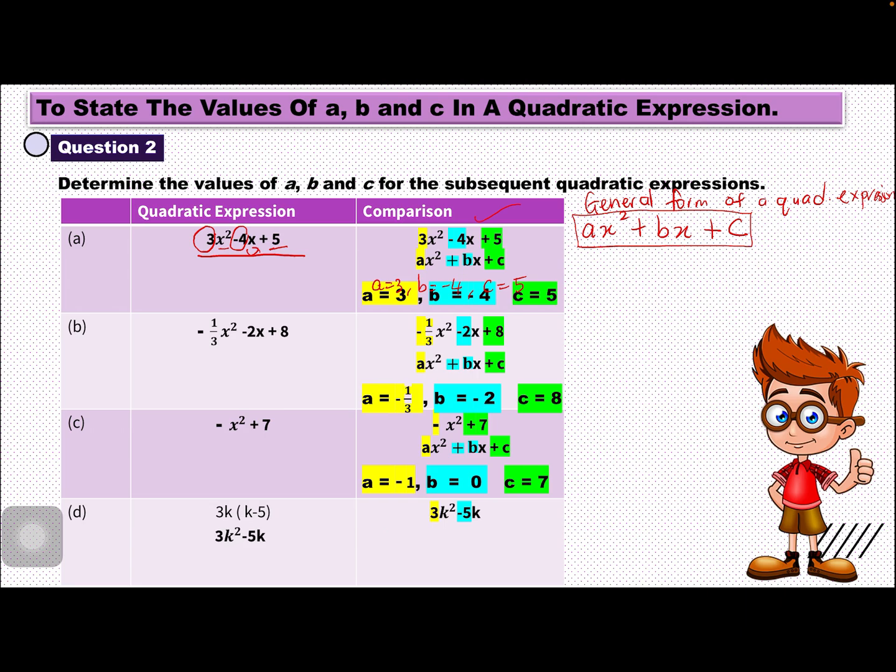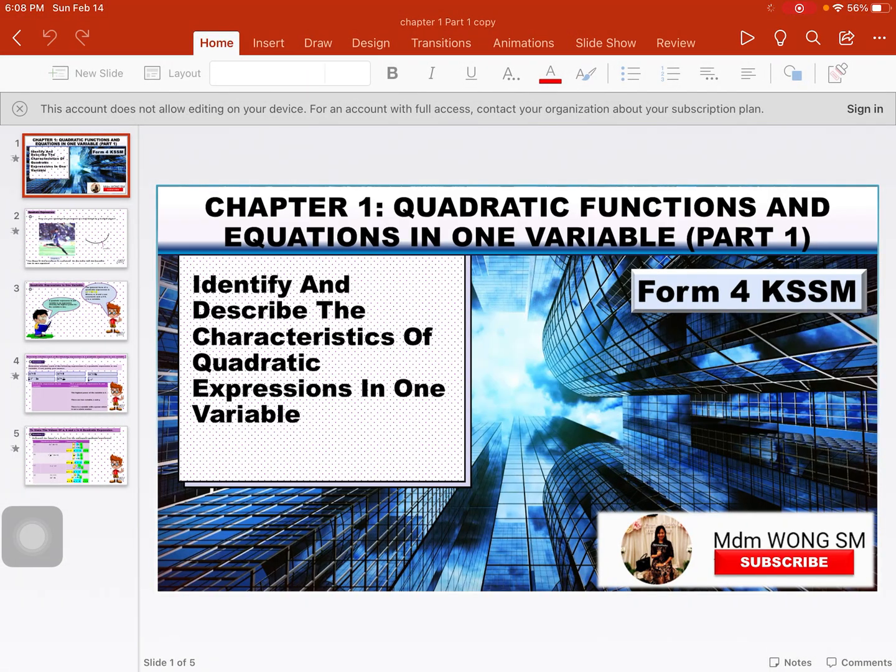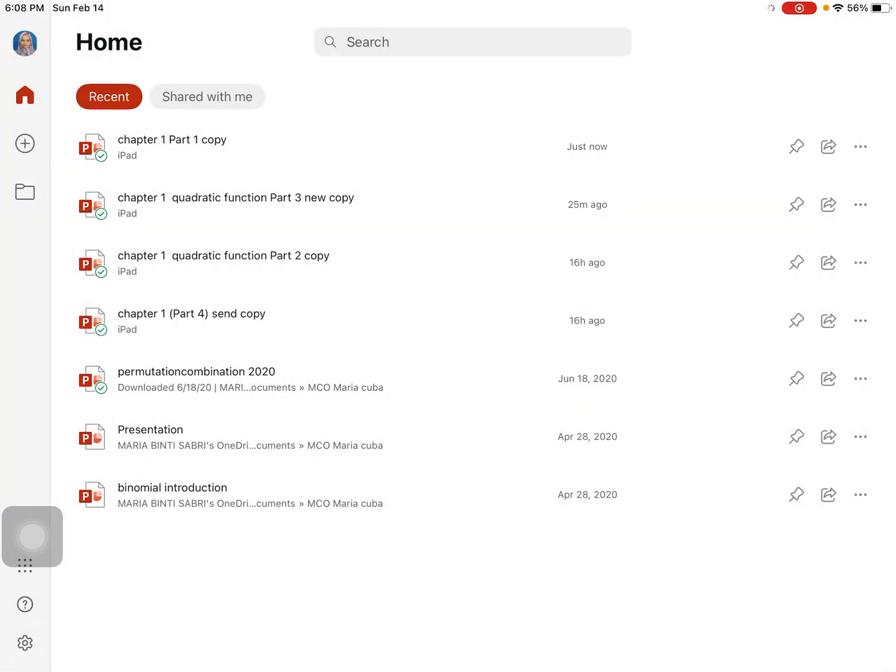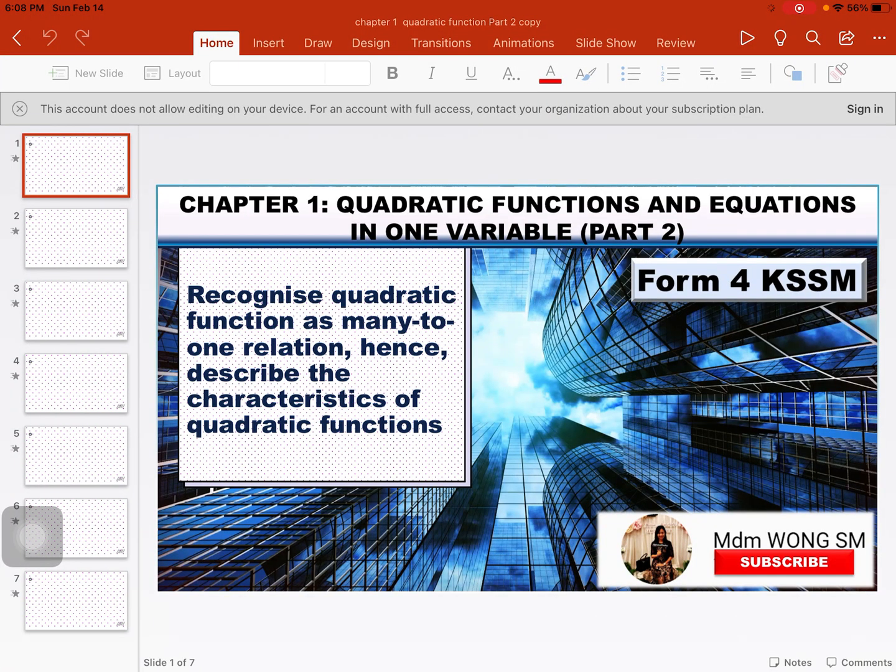And what about question D? You see that here, first you have to expand it. When you expand, you get 3k squared minus 5k. So your A is actually 3, your B is negative 5, but there's no constant there, so C is equal to 0. Easy, right? So we have already covered part 1. So let's see part 2.